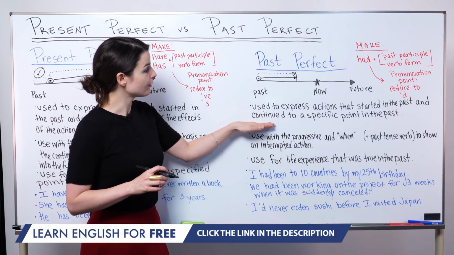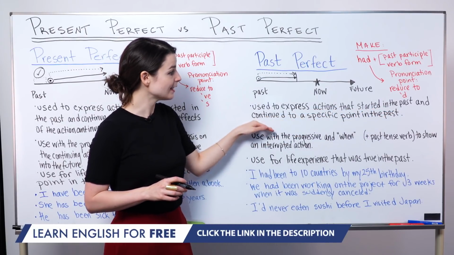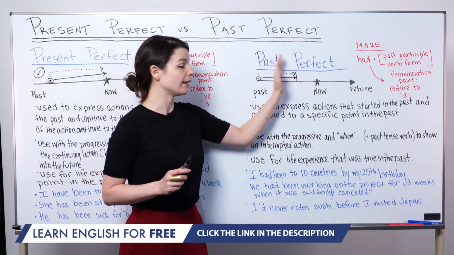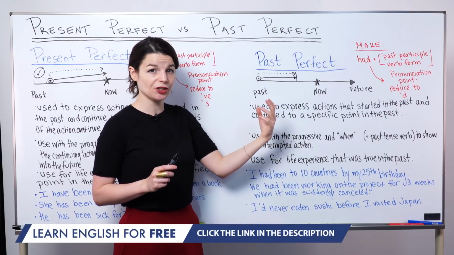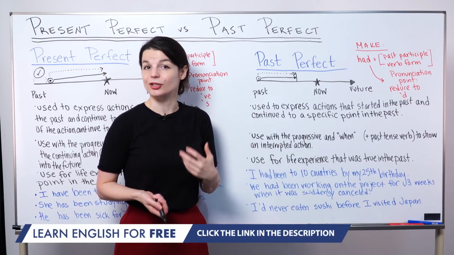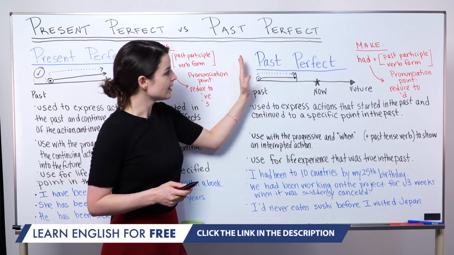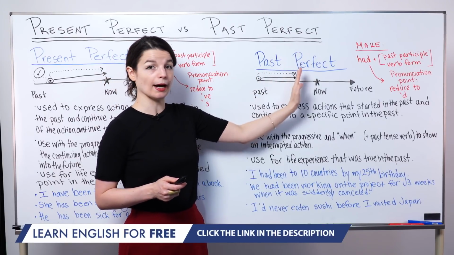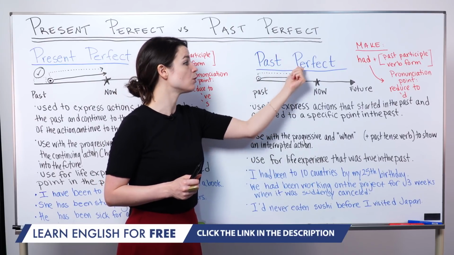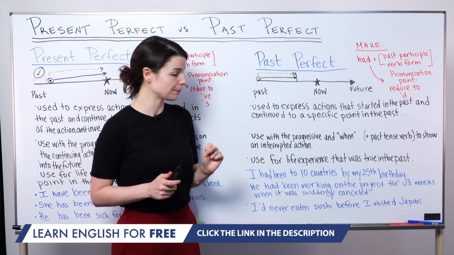We use past perfect tense to express actions that started in the past and continued to a specific point in the past. So this is an action, yes, or it can be a condition. So for example, we talked about a person being sick. That's a condition. That's a good example of a condition or a state. So started in the past, continued to a specific point in the past. Maybe something happened, something changed it, or we just want to note that this is an important point in the past. I'll show some examples in a moment.